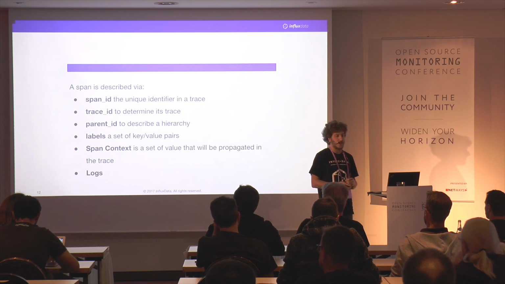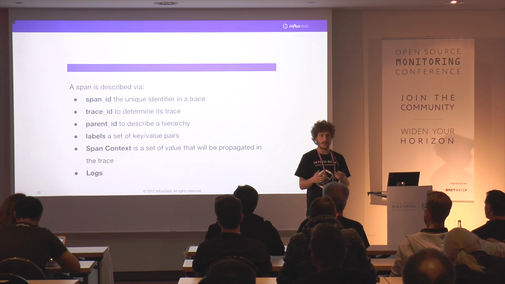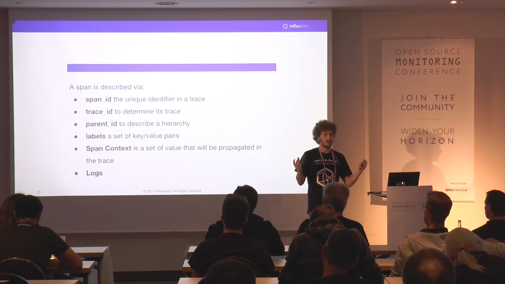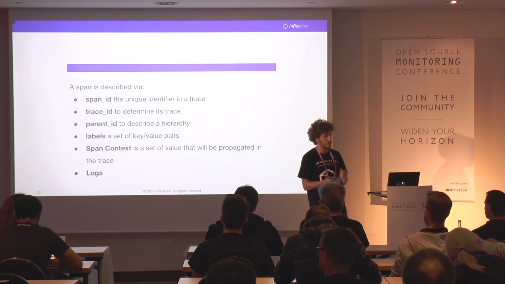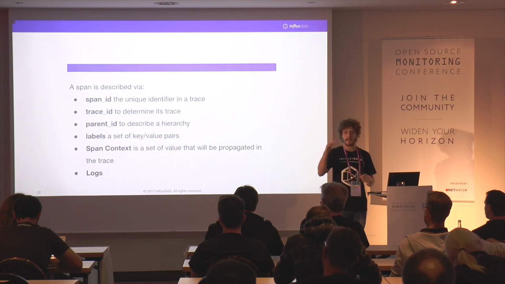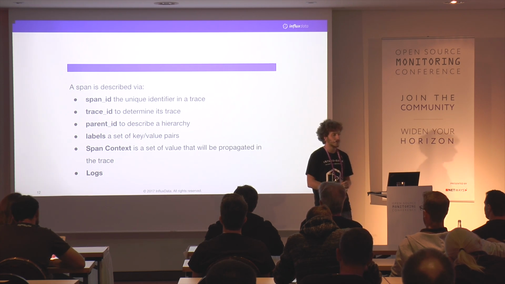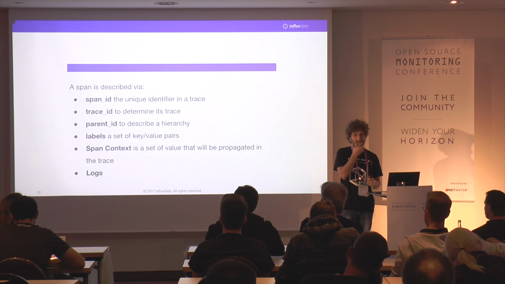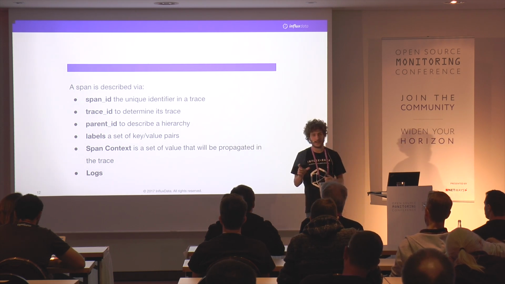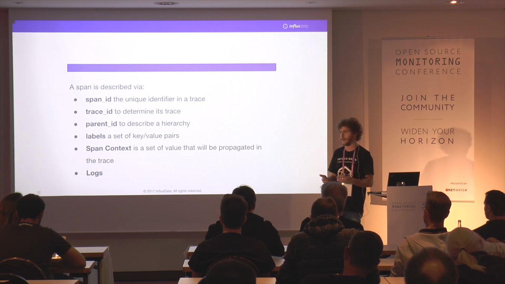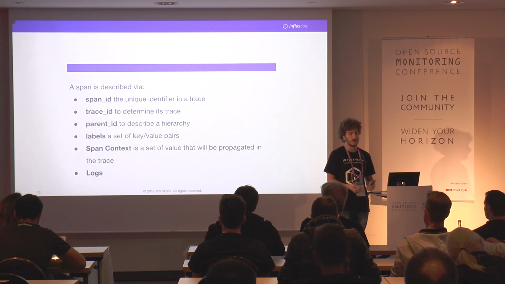So usually a span has a span ID, and it is unique inside a trace. It has a trace ID to group together spans that come from the same request, usually. It has a parent ID because it helps you build a hierarchy between spans. It has labels. Labels are metadata that you attach to every span, and it gives you more information about what it's doing or what it did.